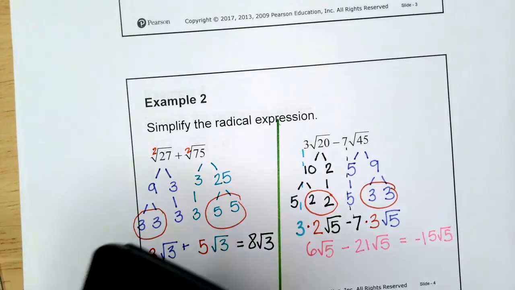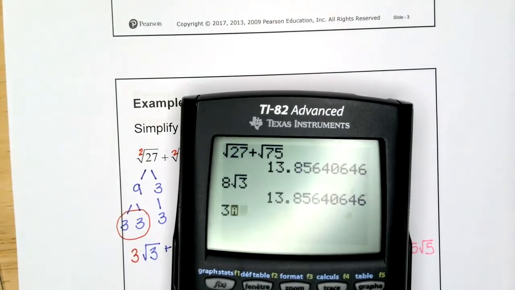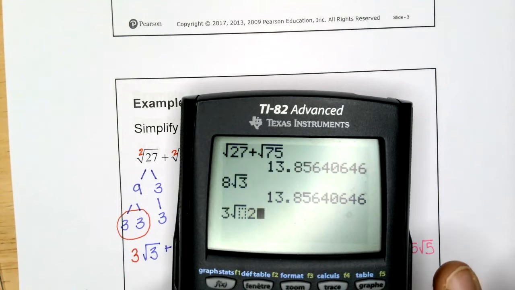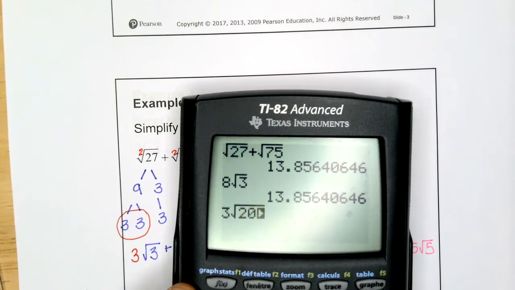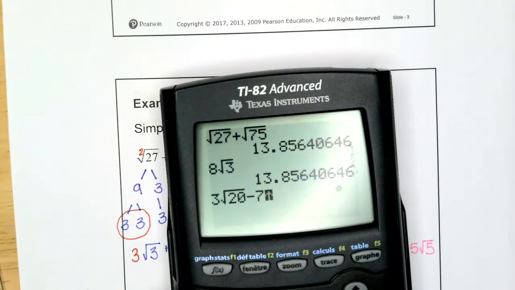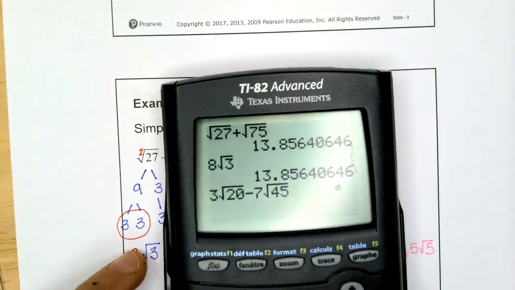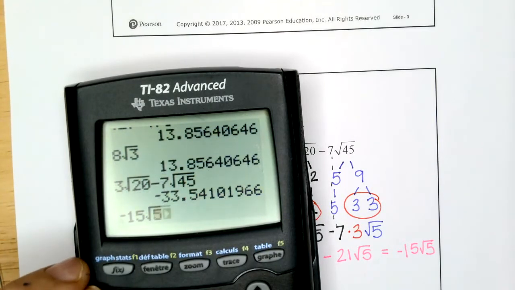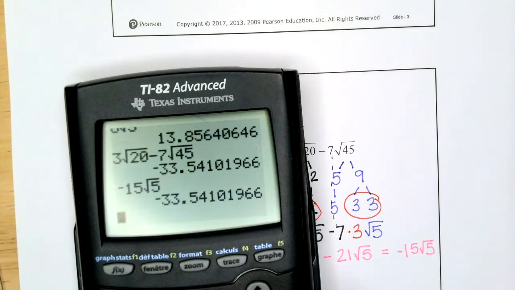We can check this. 3 square root of 20, what is that? 3 square root of 20 minus 7 square root of 45 is negative 15 square root 5. Same.